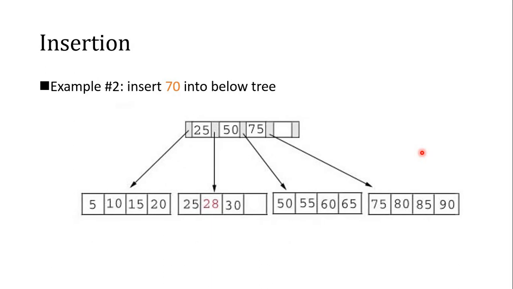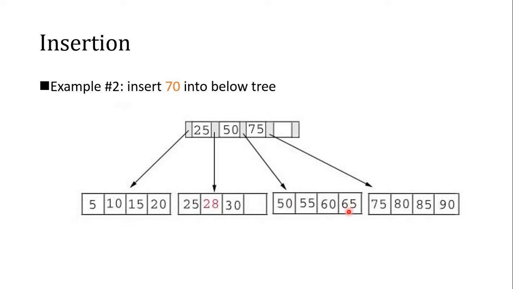Okay, another example. In this same tree we want to insert the value 70. It is greater than 50 and less than 75. So where should it go? It should be to the left of 75 and the right of 50. So it needs to persist in this node. But there is no place here. All 4 places are occupied.